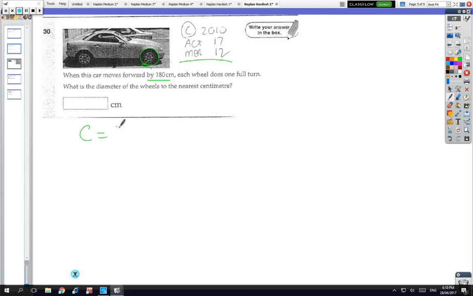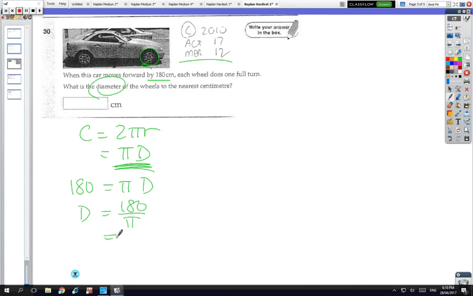Okay, so the circumference of a circle is 2 pi r, and it's also equal to pi d. I'm going to use pi d because that's the diameter we're trying to find. So we've got 180 equals pi d, so diameter equals 180 over pi, and again we've got to the nearest centimetre, so go 180 divided by pi on your calculator, and to the nearest centimetre you get 57 centimetres. Okay, moving on to the next question.